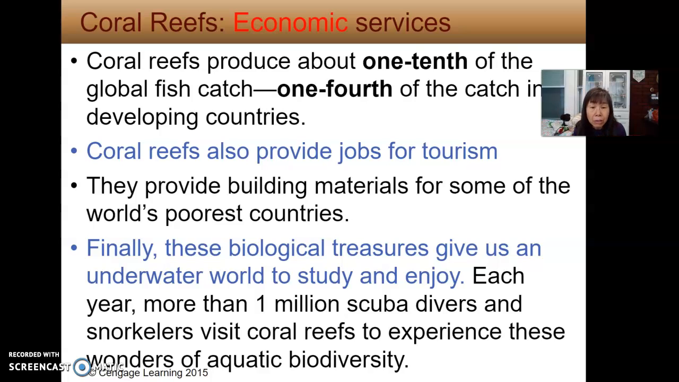Finally, these biological treasures give us an underwater world to study and to enjoy. Each year, more than 1 million scuba divers and snorkelers visit coral reefs to experience these wonders of aquatic biodiversity. I hope you have had those experiences, or you will have those experiences.